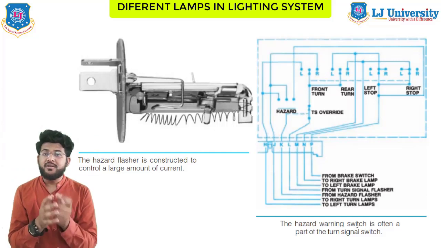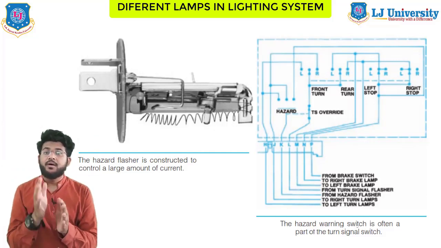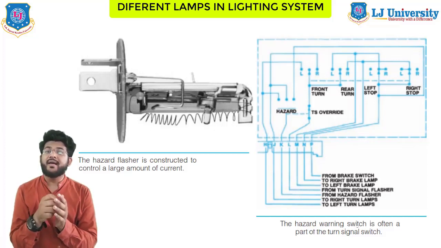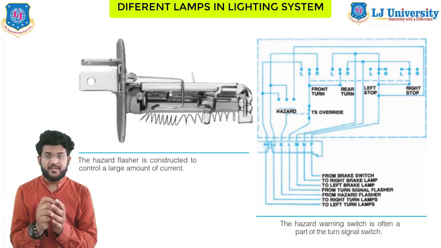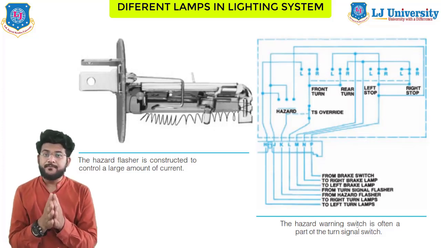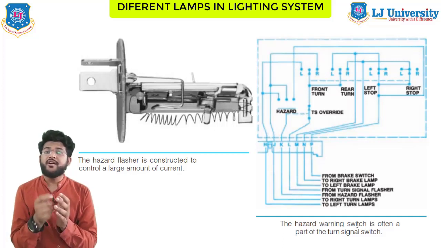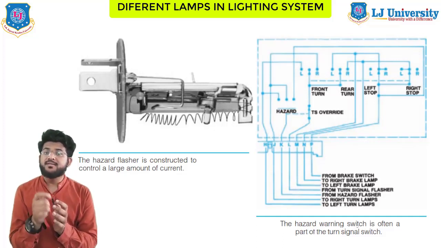Now let's see about the switches, fuses and the flashers. The hazard warning switch can be a separate unit or it can be part of the turn signal switch. In both cases, the switch contacts route battery current from the fuse panel through the hazard flasher unit to all of the turn signal lamps at once. In most systems, the hazard warning switch overrides the operation of the turn signal switch. A 15 to 20 ampere fuse protects the hazard warning circuit.